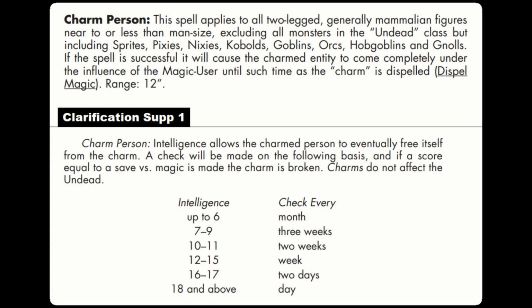odd, details. Let me go ahead and read real quickly what it says here. It states that it applies to all two-legged, generally mammalian figures near to or less than a man-sized figure, excluding all undead class. Now, what's spectacular about that is none of those are actual game terms. Two-legged, generally mammalian figures are not actually a thing that is found anywhere there. Not even two-legged is found in there.